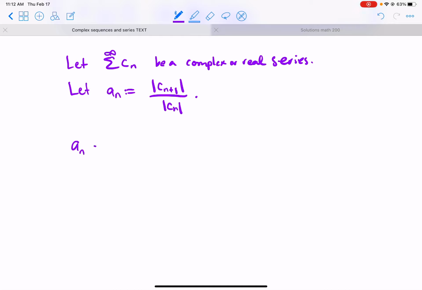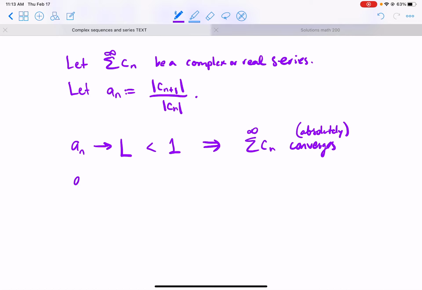Then, if a sub n converges to some number L, which is less than 1, that will imply that the original series converges. In fact, it'll converge absolutely. So it's even better. We can rearrange the order of the terms. If this sequence of ratios converges to some number that's bigger than 1, that implies that this infinite series diverges.